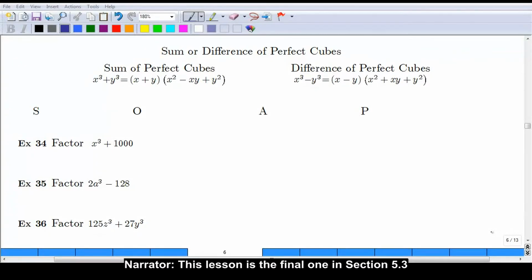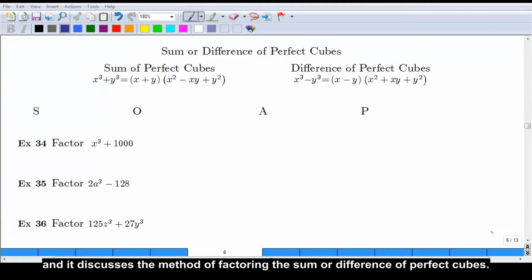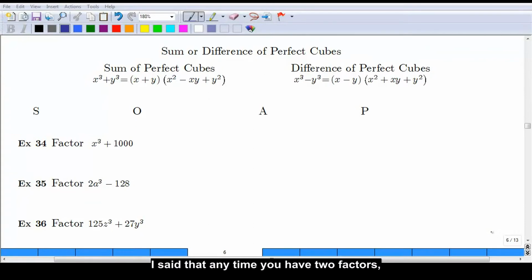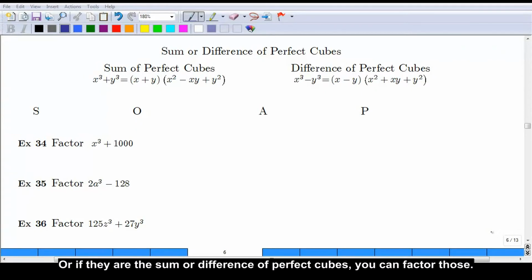This lesson is the final one in section 5.3, and it discusses the method of factoring the sum or difference of perfect cubes. Now, if you recall when we discussed the difference of perfect squares, I said that anytime you have two factors, then you don't have a whole lot of options. The first option is always to take out the greatest common factor, and then if they are perfect squares and they are a difference, you can factor them with the difference of perfect squares, or if they are the sum or difference of perfect cubes, you can factor those.